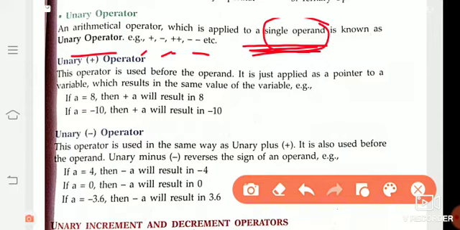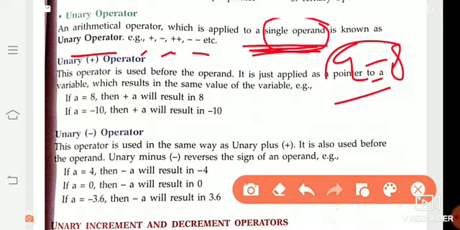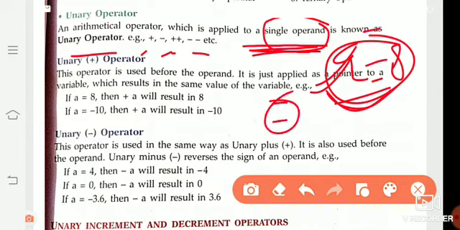How can we access it? Suppose if you write a is equal to 8, then a is a single operand. This is assigning a value. This single equal sign is called an assignment operator, which is used to assign a value, from the right side to the left side. The right side value is stored in the left side.